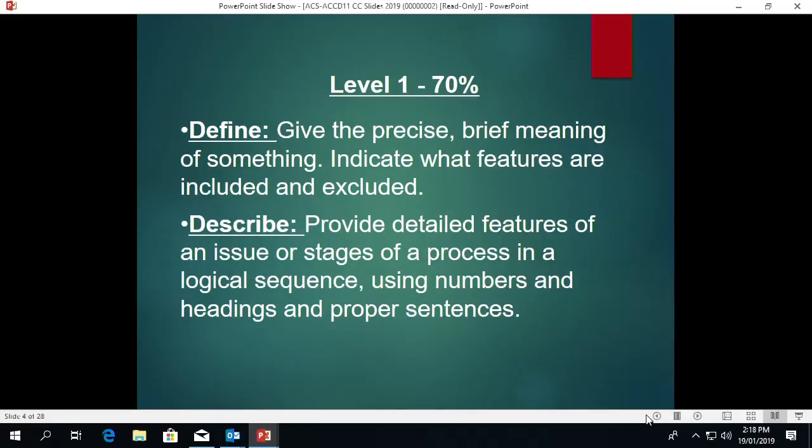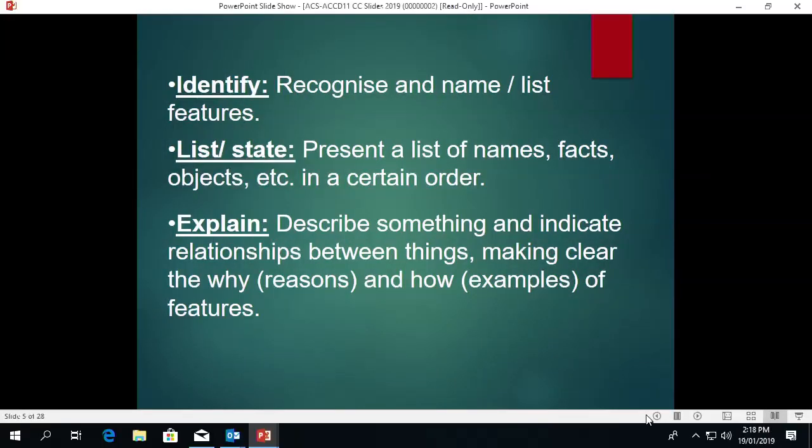Okay, now level 1, we find define. Define, you need to give the meaning of something. Describe, you go into details, giving all the features and all the stages. When you identify or list, you are just pinpointing. You state, but you don't need to go into details.